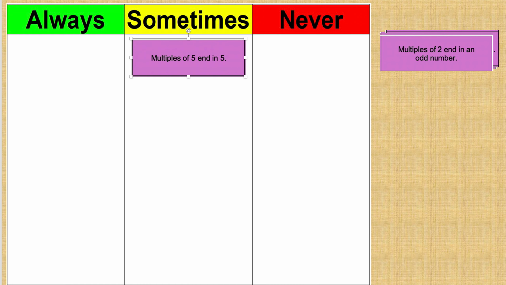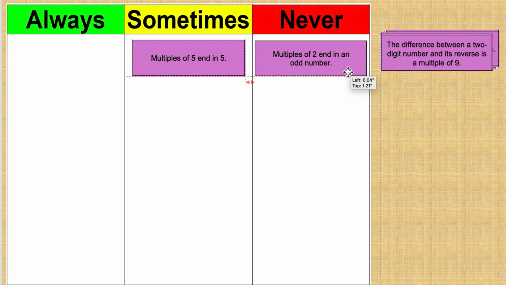The next one, multiples of 2 end in an odd. Another pretty easy statement for kids to figure out. If they know that multiples of 2 are 2, 4, 6, 8, 10, 12, etc., they're skip counting by 2. And because they're starting with an even number and they're skip counting by an even number, it's always going to end as an even digit. So this one is never true.